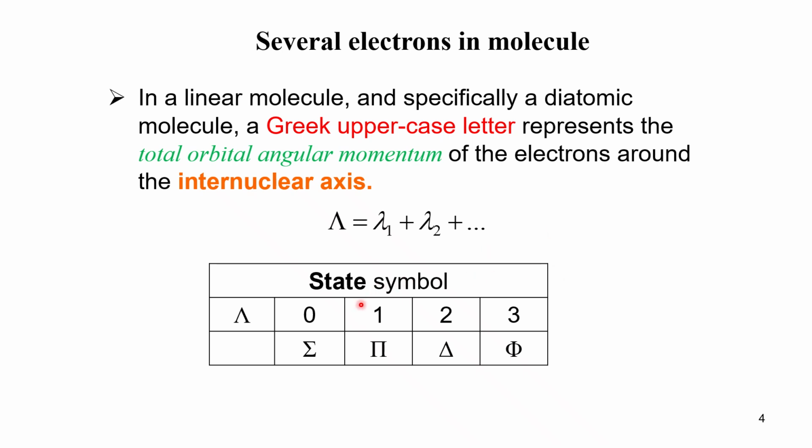These states are assigned specific symbols. For lambda equals 0, the symbol given is sigma. For lambda equals 1, the symbol given is pi. If the total orbital angular momentum of the electrons around the internuclear axis is 2, then we use this triangle, delta, to represent the state for lambda, and so on.